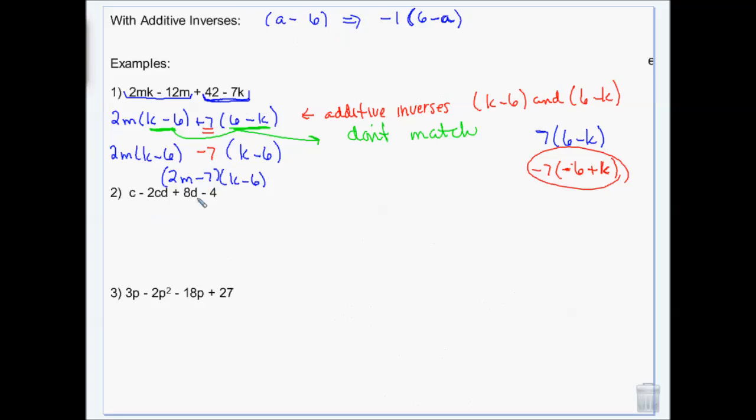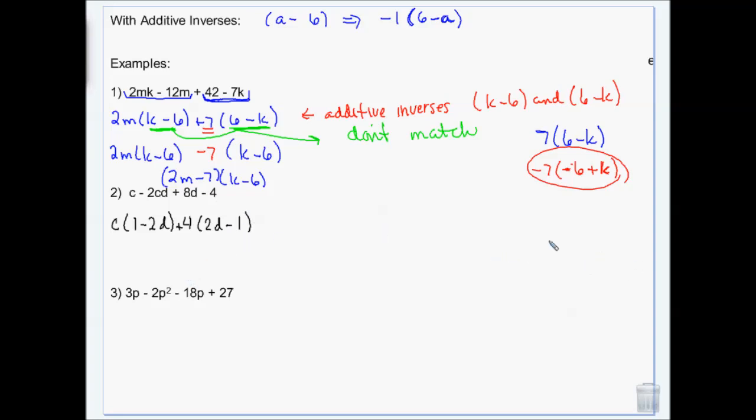So if we come back to this page and I do another example, like I have C minus 2CD, I can pull a C out of that and I get 1 minus 2D. And 8D and negative 4, I can pull a 4 out of that and I get 2D minus 1.